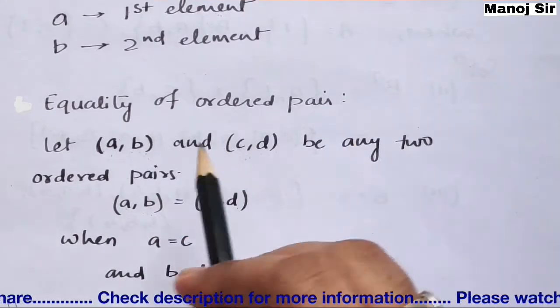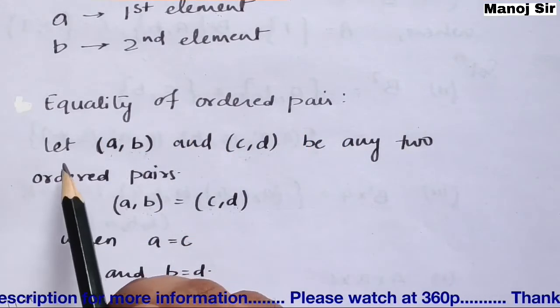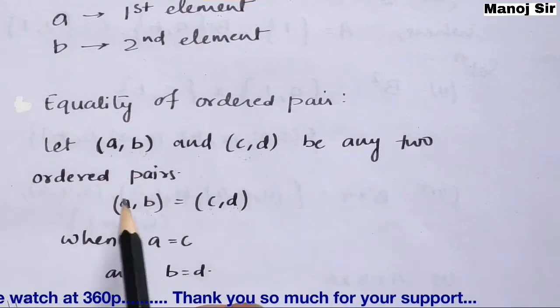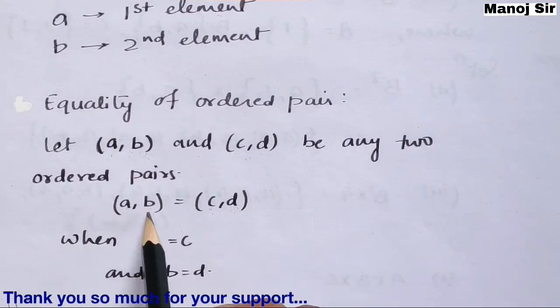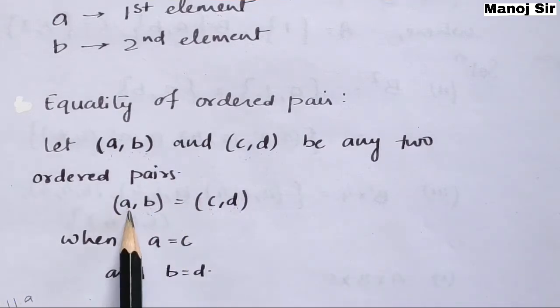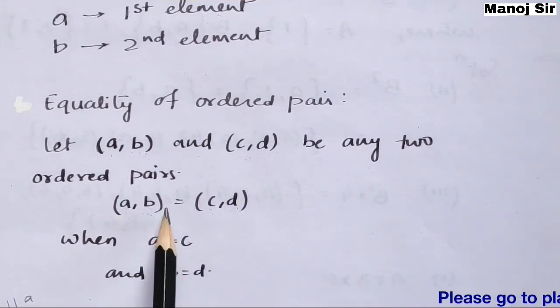Let us define this equality of ordered pairs: let (a, b) and (c, d) be any two ordered pairs. (a, b) = (c, d) happens when a is equal to c and b is equal to d.